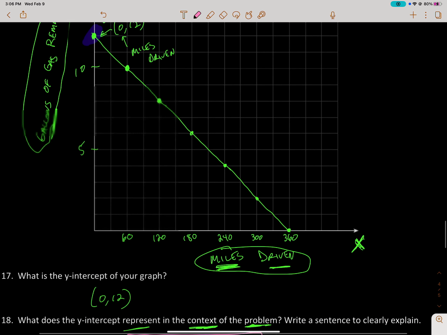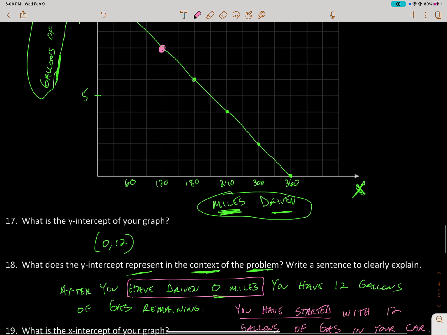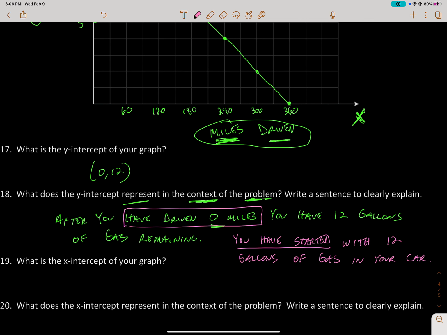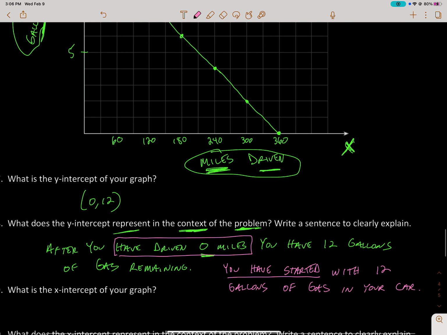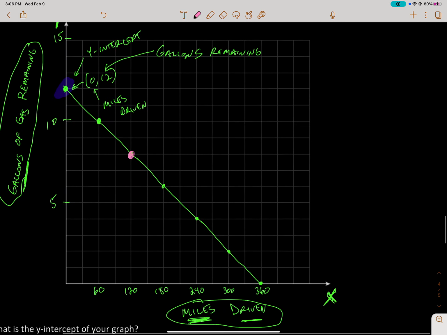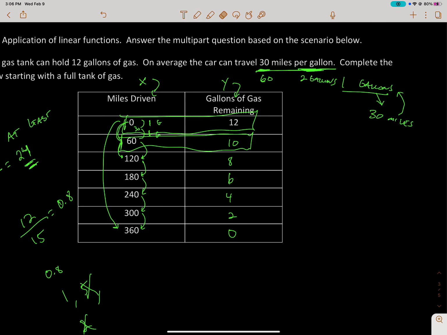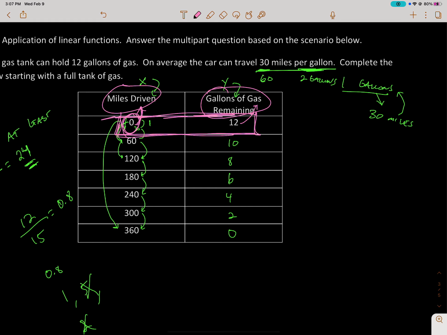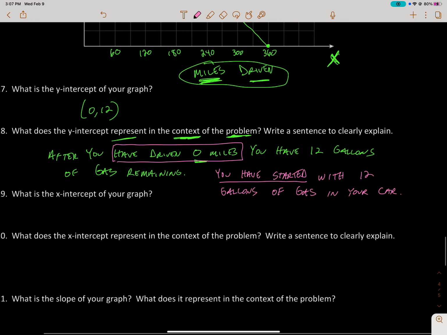Okay? If I asked you to explain a different random point like right here, then the first sentence in green here would make more sense. After you have driven 120 miles, you have 8 gallons of gas remaining, right? And also the table can help. You can look here. We're using this one. That's also the y-intercept, because the y-intercept occurs anytime the x is 0. So you can see you have driven 0 miles, you have 12 gallons of gas remaining. Use the headers on the table to help you write your sentence. Okay, that would be my advice to you.